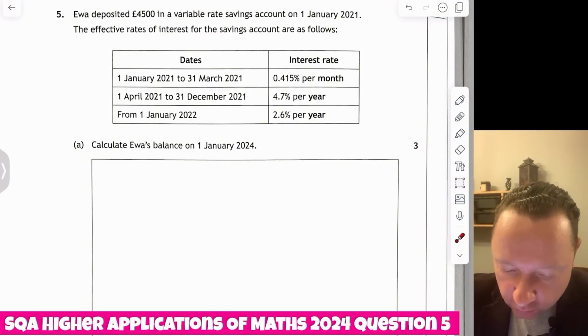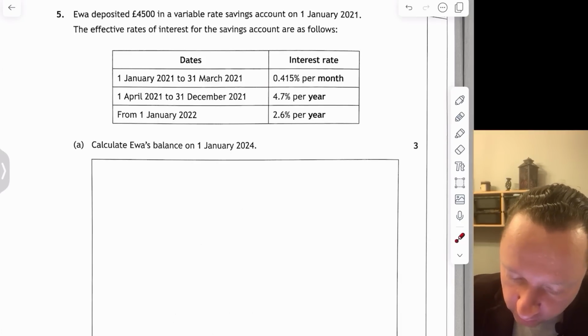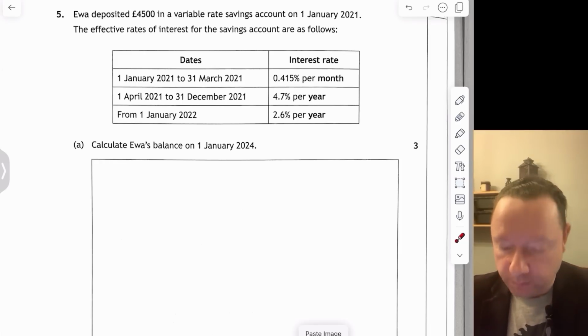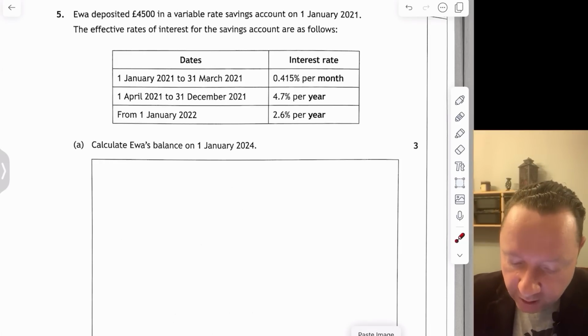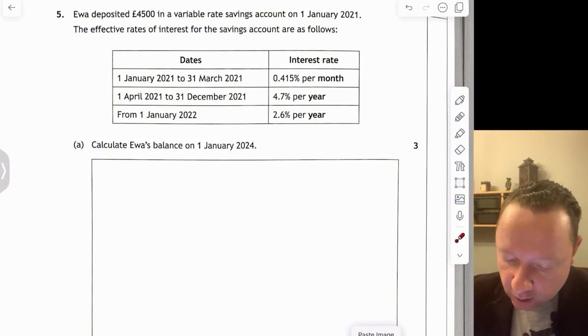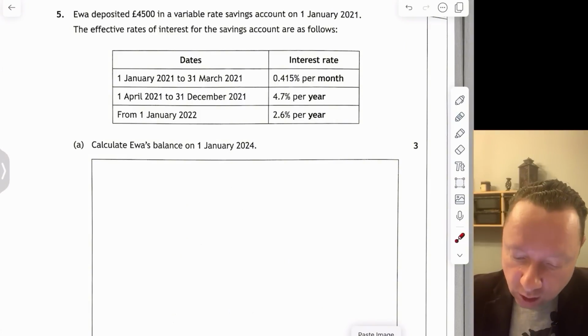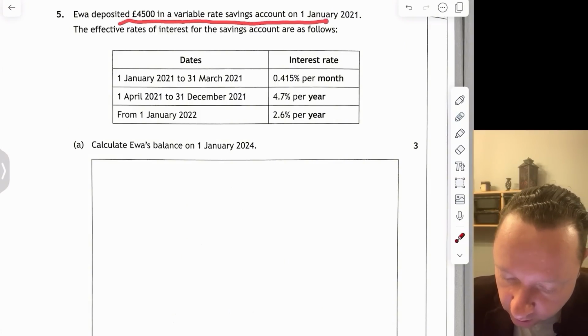Ewa deposited £4,500 in a savings account on the 1st of January 21. Effective rates are as follows. January 21 to the end of March 21 is 0.415% per month. April 21 to December 21 is 4.7% per year. And from January 22 onwards it is 2.6%. So I'm going to do a little timeline to see what she's got. Now let's just check she's not putting more money in. She deposits £4,500.